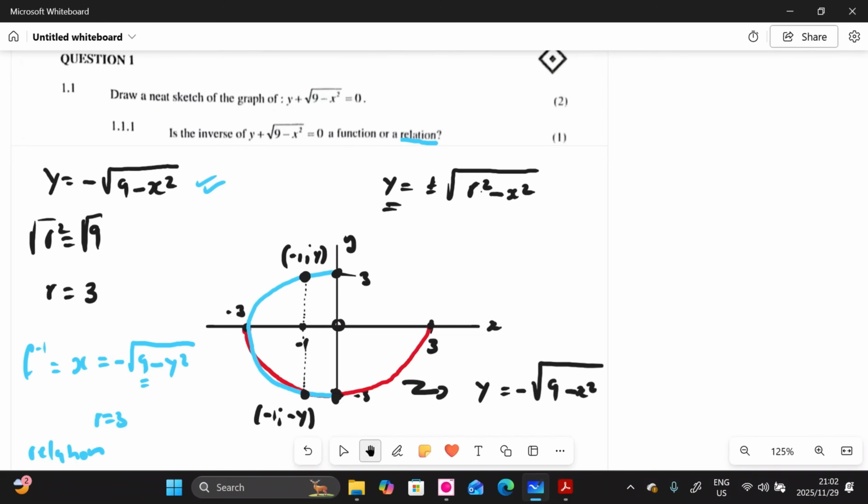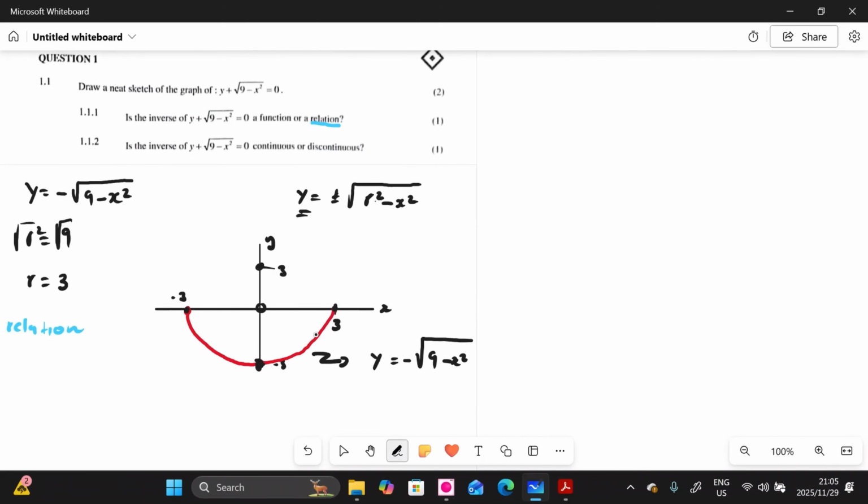All right, people, we are done with question 1.1.1. How about we look at 1.1.2? All right, guys, we are done with 1.1.1. Let's look at 1.1.2. Now the question here states: is the inverse of y plus root 9 minus x squared equaling 0 continuous or discontinuous?